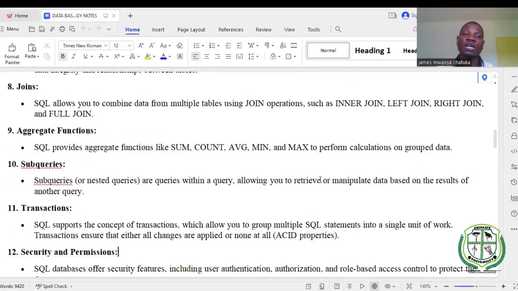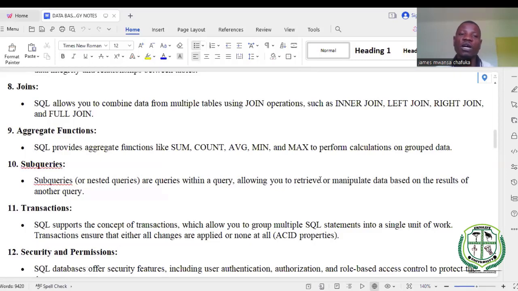Then there is also join. So SQL, which is structured query language, allows you to combine data from multiple tables using join operations. So in order to combine data from different tables, you use the join command, such as inner join, left join, right join, and full join. So all these can be used to join data from different tables.